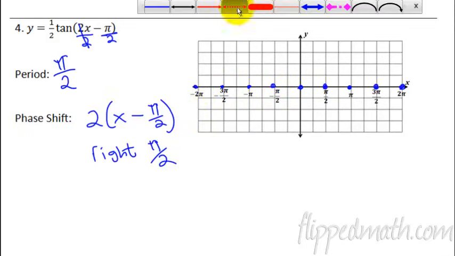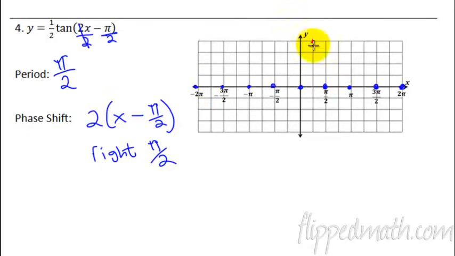Halfway in between these periods then, right in the middle of this, is where we have our vertical asymptotes. You're going to have a whole bunch of vertical asymptotes here. I'm not going to draw every single one. I'll just draw a few of them. And keep going, keep going.